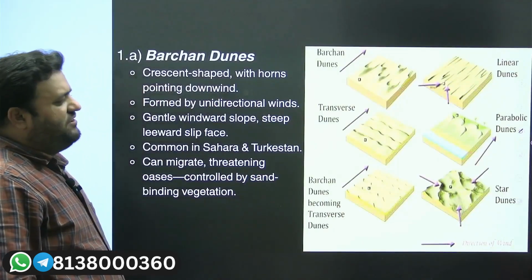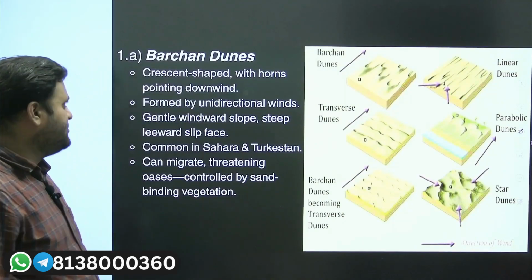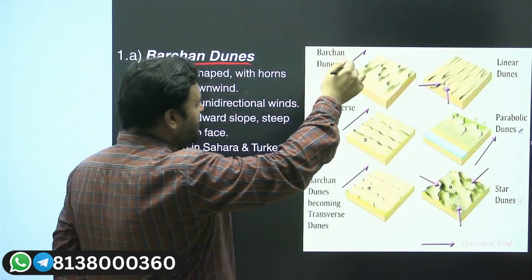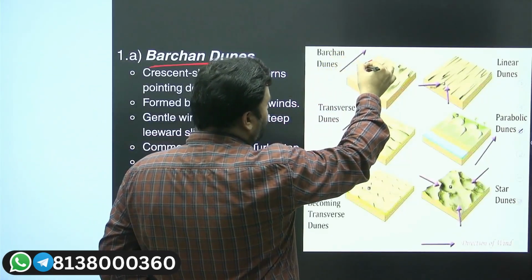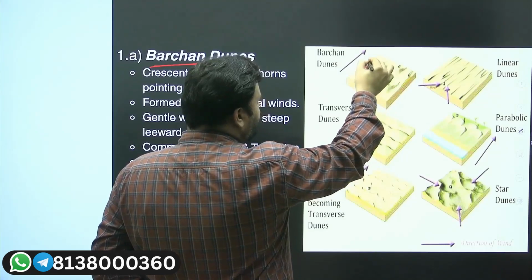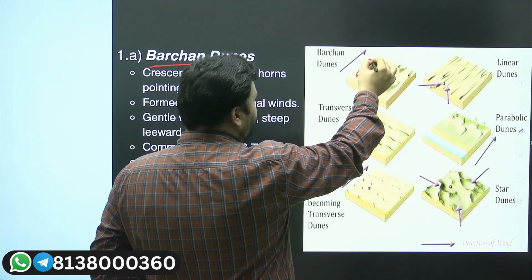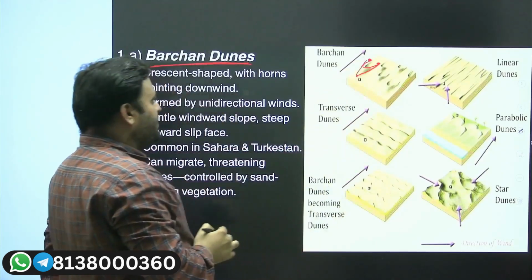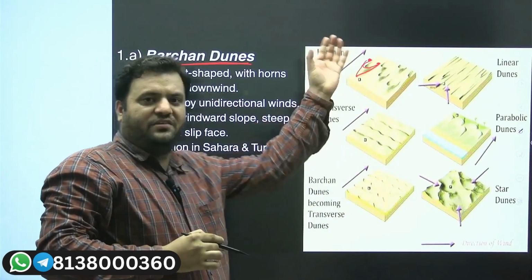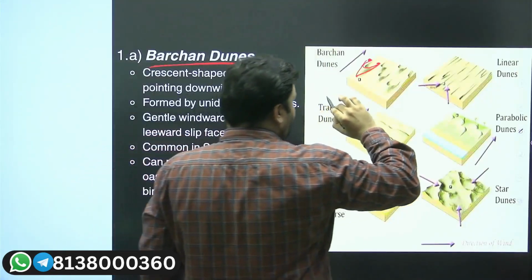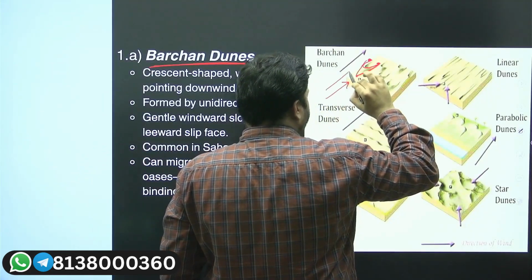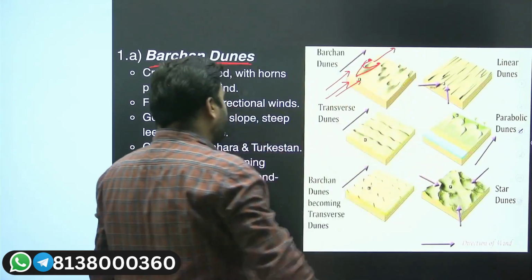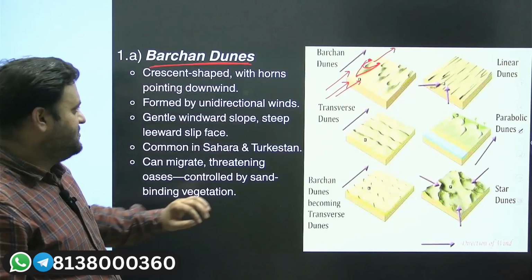Then we have so many types of dunes. Here you can see we have barchans. Now, what are barchans? Barchans are crescent-shaped dunes, and these crescent-shaped dunes are formed when we have these two horns. So we have two horns here, and they are pointing downwind. I told you that this is the direction of wind. Suppose this is the direction of wind. So they are actually telling us the downwind specifically.